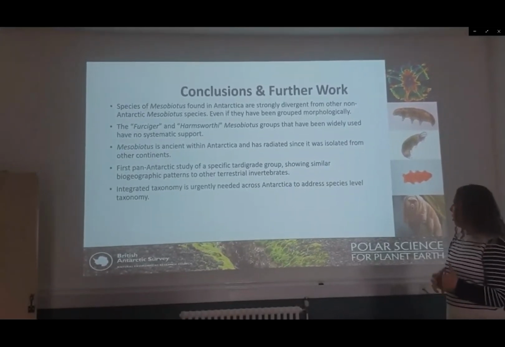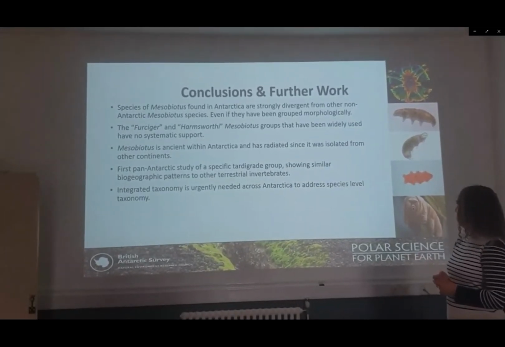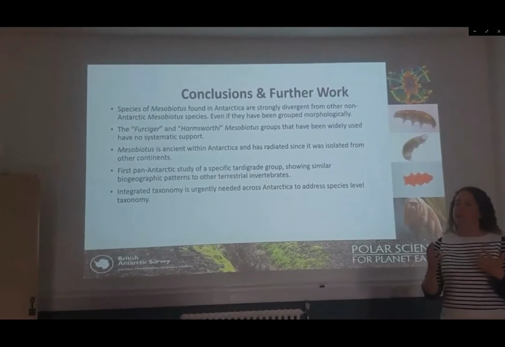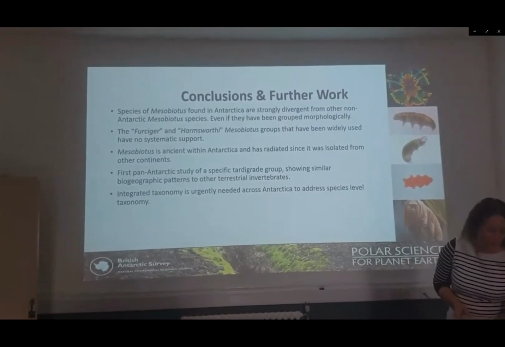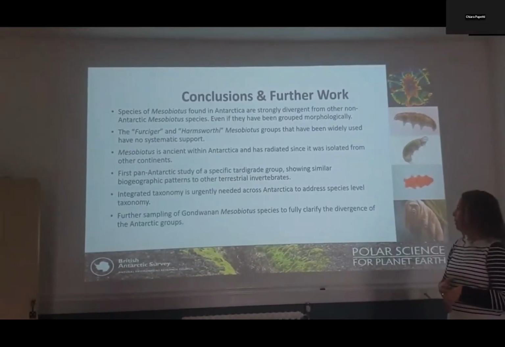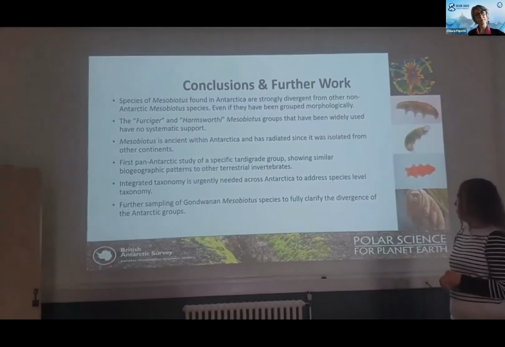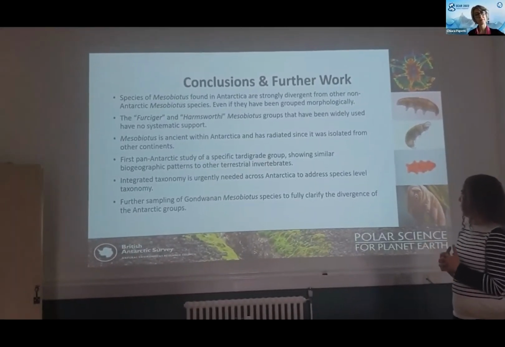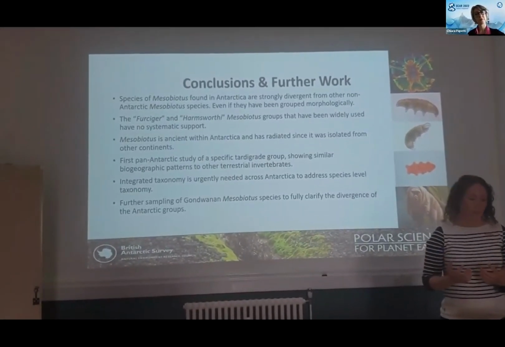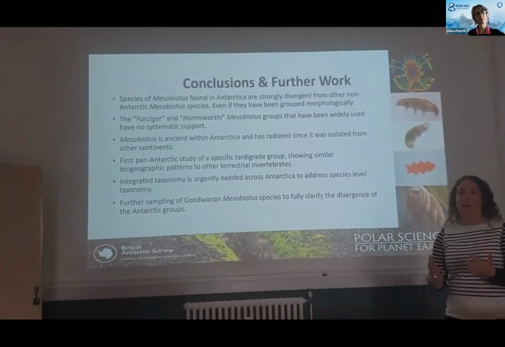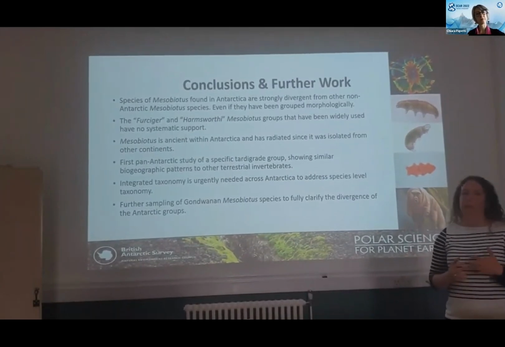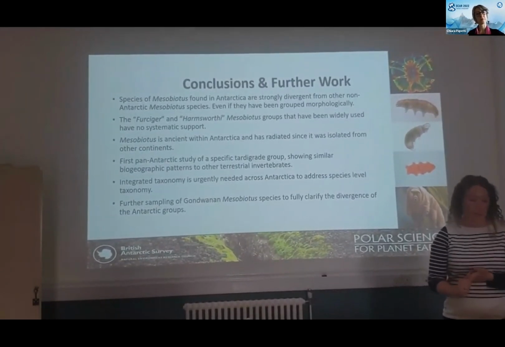Integrated taxonomy is urgently needed, therefore, across Antarctica to address these species-level taxonomy problems. Further sampling of Gondwanan Mesoboetis species would help to fully clarify the divergence of these groups and the history of where they came from. So this would be particularly samples from Australia and South America.